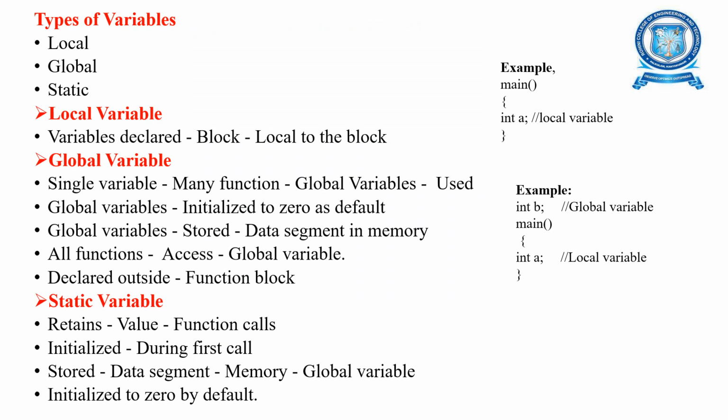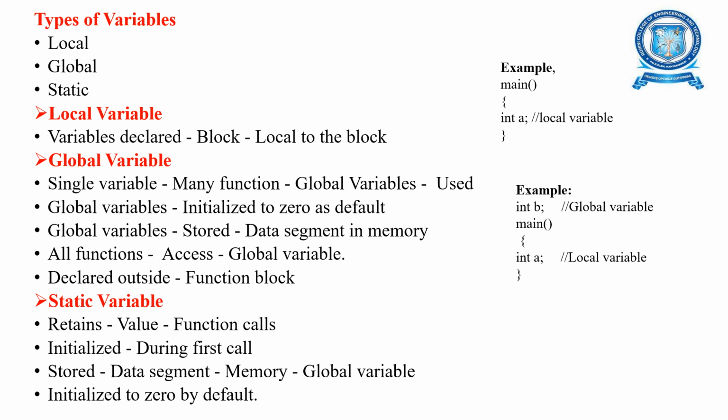Types of variables: local, global and static variables. If you want to use a single variable for many functions, global variables are used. A local variable is a variable declared within a block and local to the block. All global variables are initialized to 0 by default. Global variables are stored in the data segment in memory.